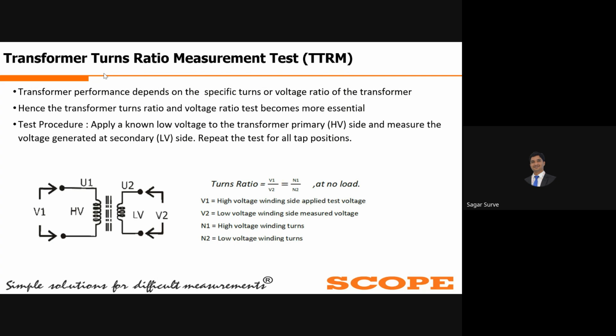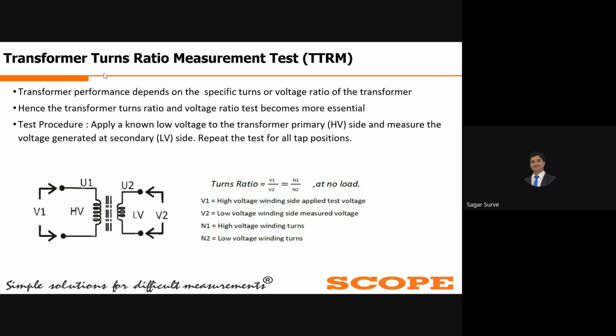The transformer turns ratio and voltage ratio test become more essential as it is associated with the actual performance, or actual main functionality, of the transformer. So in this test, we are simply applying some voltage at the HV side of the transformer, and due to transformation action, due to mutual induction, some voltage will be generated at the LV side of the transformer, and we are measuring that voltage. The ratio of these two voltages is nothing but our transformer voltage ratio.